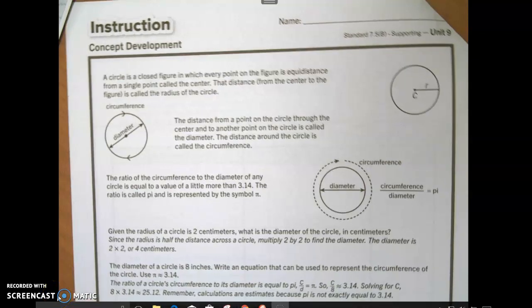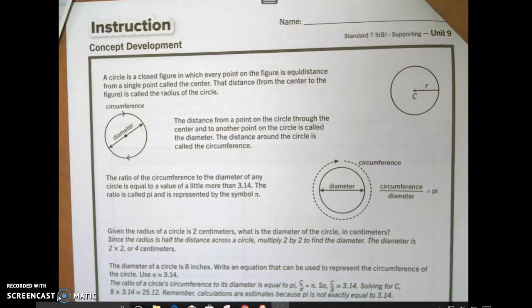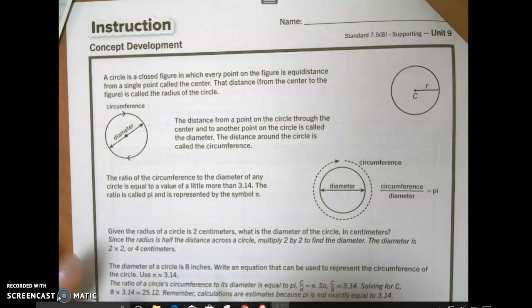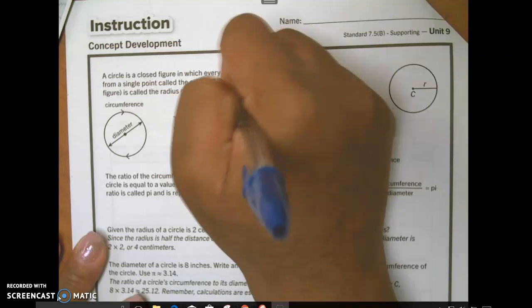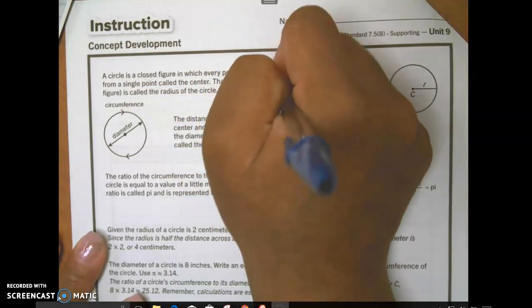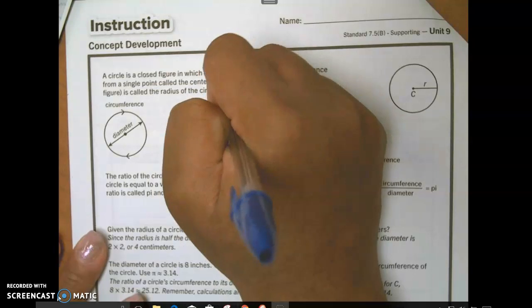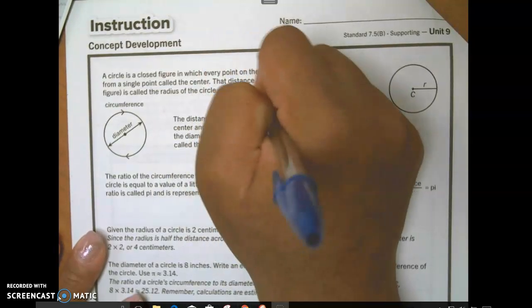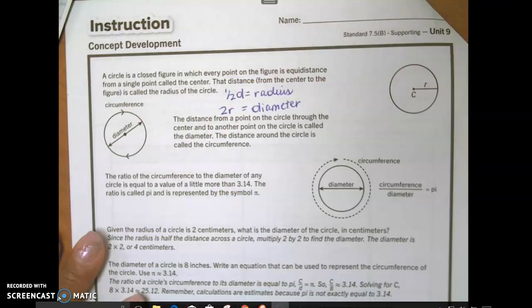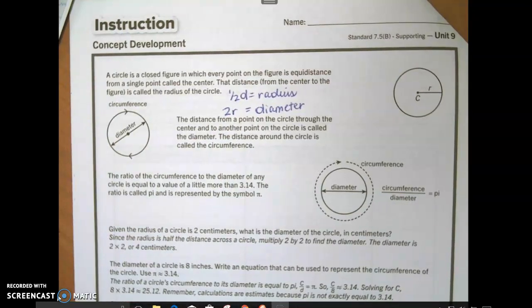Okay, looking at page 90, we're talking about the relationship between the circumference of a circle and its diameter. A circle is a closed figure in which every point on the figure is equidistant from a single point called the center. That distance from the center to the figure is called the radius of the circle, which is half the diameter. 1/2 diameter equals radius. 2 radii equals diameter. Jot that down really quickly. I know we talked about this a little bit last week, but now we're making it more concrete and making sense of it.